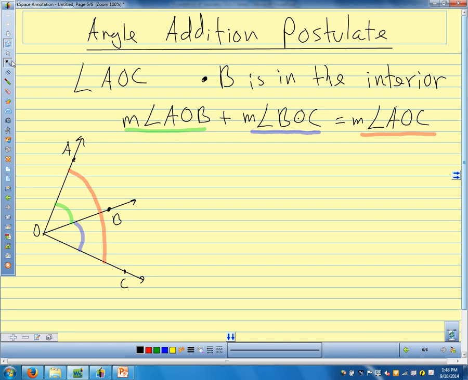What the angle addition postulate is telling us is I can add the measures of these two smaller pieces and it equals the measure of the big piece. That's all it's telling us. Add the two small pieces, they equal the big piece. Nothing more complicated than that. Okay? So just like with the segment addition postulate, we add the two small pieces together and it has to equal the big piece.